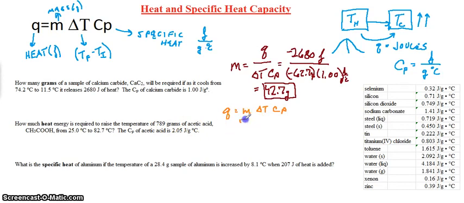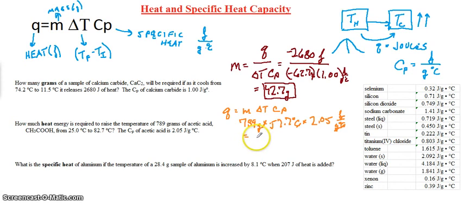What is my mass in this problem? It is 789 grams times my delta T, so I take the 82.7 minus 25.0. I did that a moment ago as well, and I got 57.7 degrees C, times the specific heat, which is given to me as 2.05 joules per gram degrees C. Notice as far as my units, my grams and degrees C will cancel, so my answer will be in joules, which would be correct.